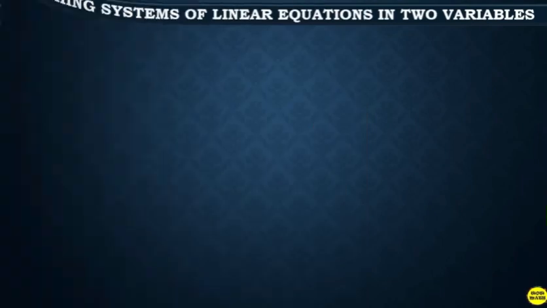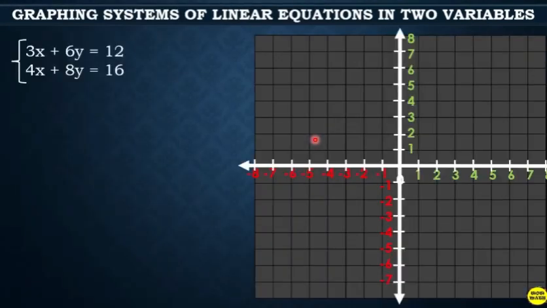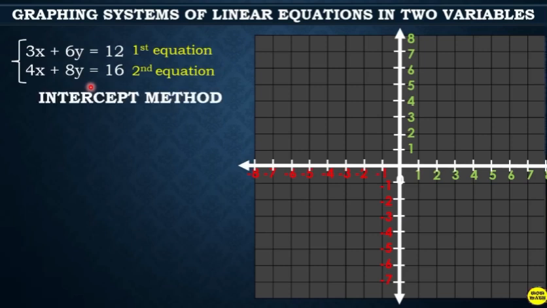Let's have the second one. So, I have here a system of 3x plus 6y equals 12 and 4x plus 8y equals 16. So, this is your equation 1, first equation, and then your second equation, your equation 2. Okay. So, since ang aking system ay nakasulat into standard form, so I'll be using intercept method. Okay. So, first equation muna tayo, 3x plus 6y equals 12.